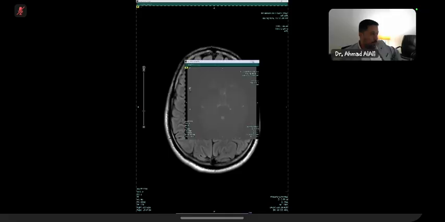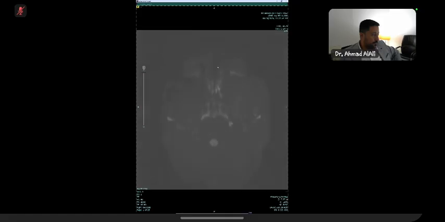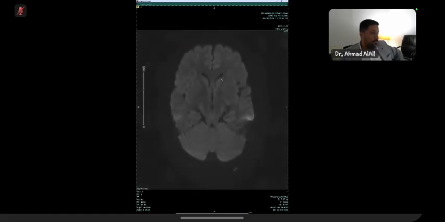These are the diffusion weighted images. You can scroll through it.